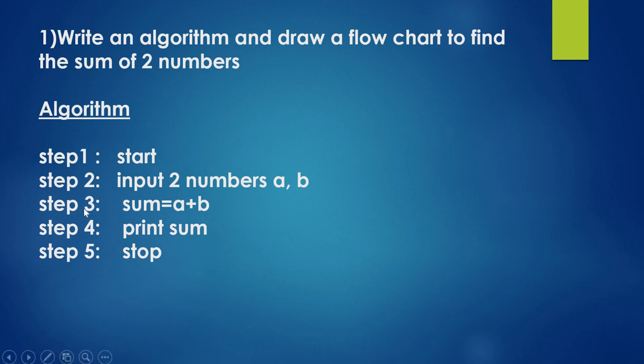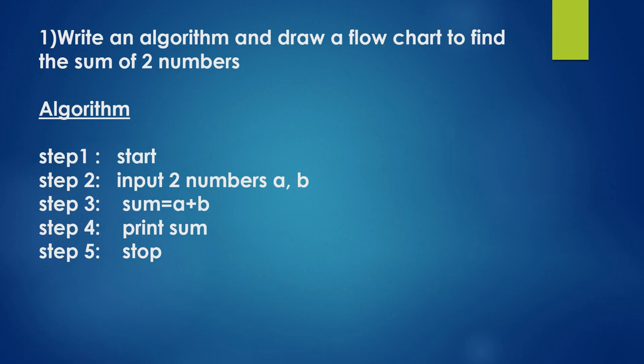Then step 3 is the process. Here, what is the process? First input, then process. What is the process? We need to find out the sum. Then what is the sum of this A and B? A plus B is the sum. This A plus B is stored in the variable sum. Sum is equal to A plus B means first it calculates the value of A plus B and stores it in the variable sum. Then we need to print the output. Here, which is the output? Sum. That is, print sum. Then stop. This is the algorithm for finding the sum of two numbers.